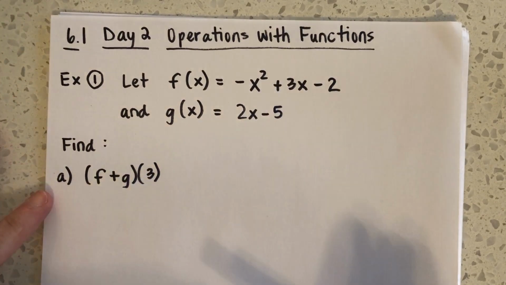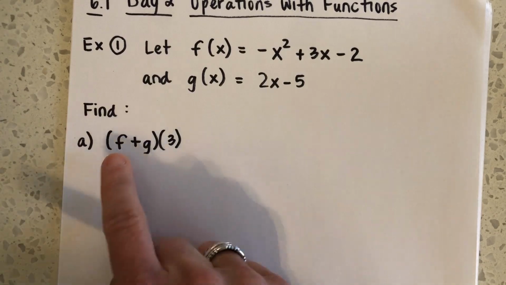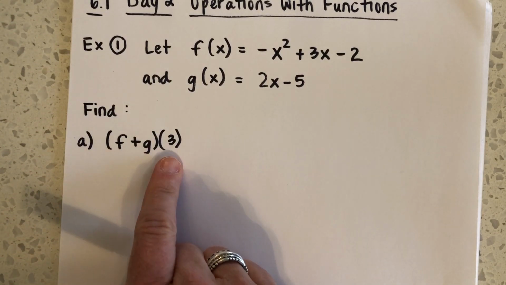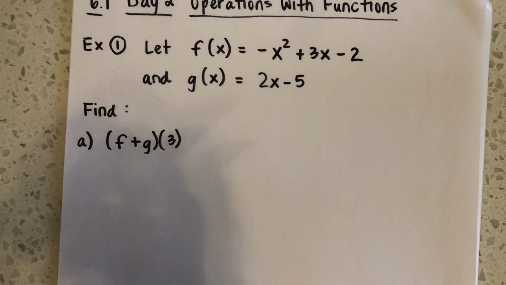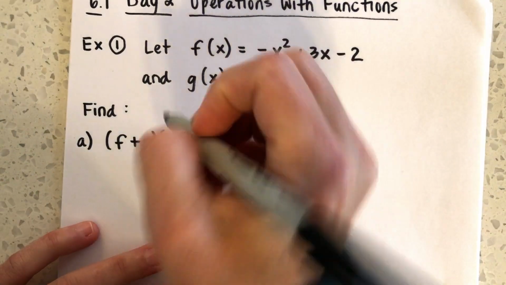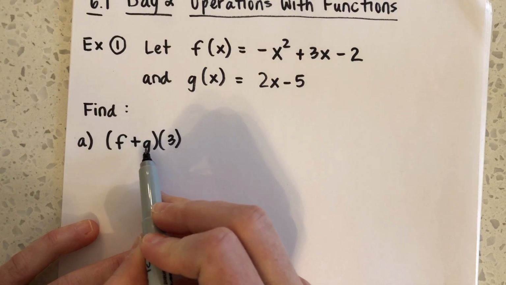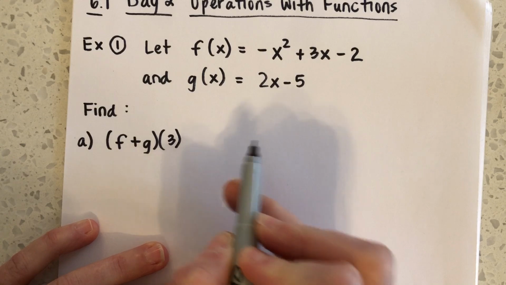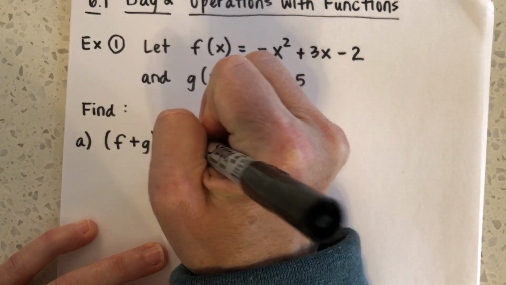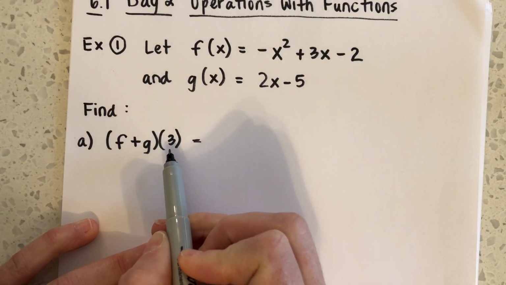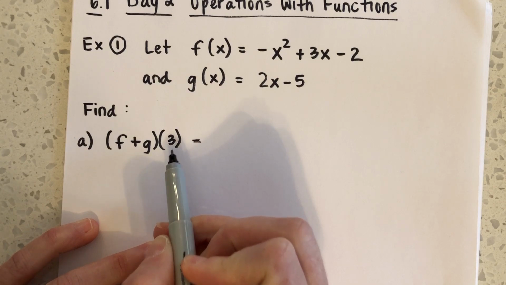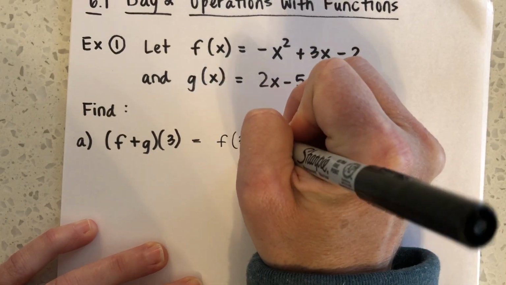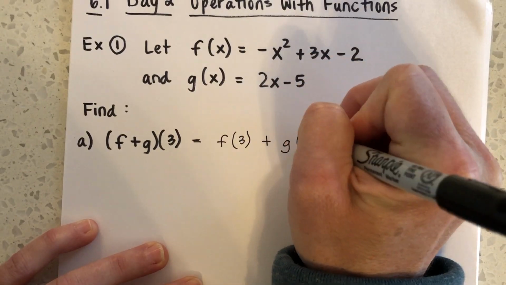All right, so now in the first example, they want you to find f plus g of 3. So that's adding two functions together at 3. The way I do this is I kind of treat it like two separate problems. If this was f plus g of x, then we would have taken f of x and added it with g of x. But instead of working with x, they've given you an actual number to work with. So this literally means to do f of 3 plus g of 3.